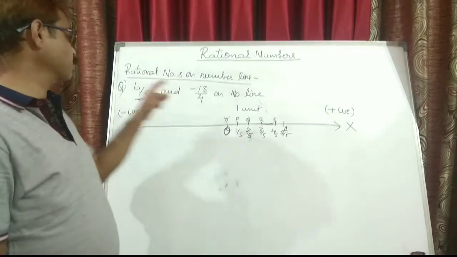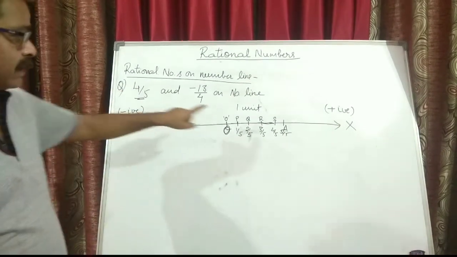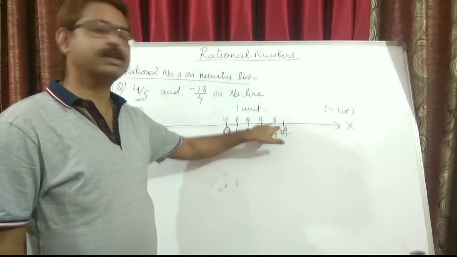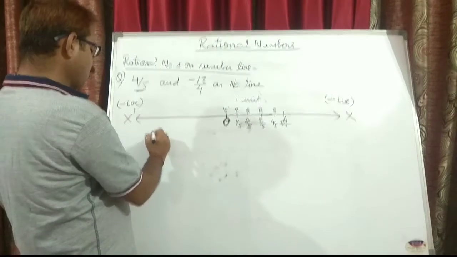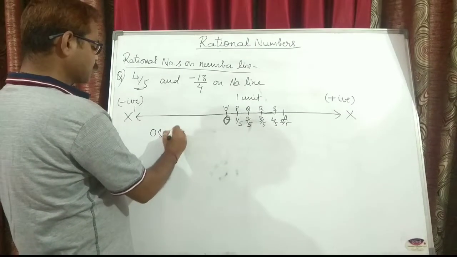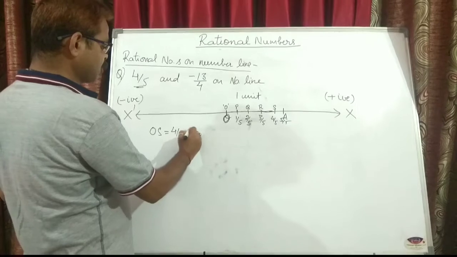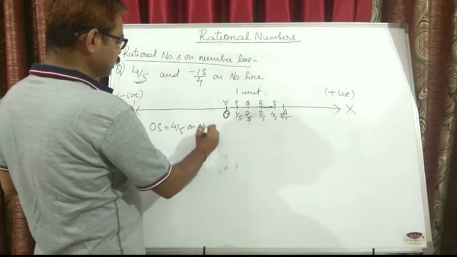You need to represent what? 4 upon 5. That is, S point is representing 4 upon 5. So simply we can say that OS is equal to 4 upon 5 on number line.